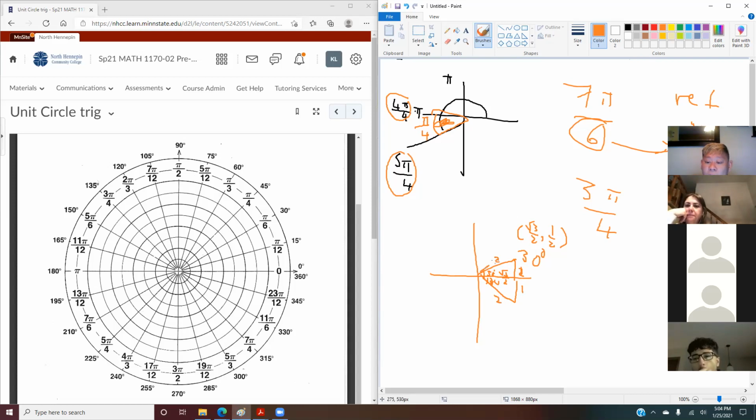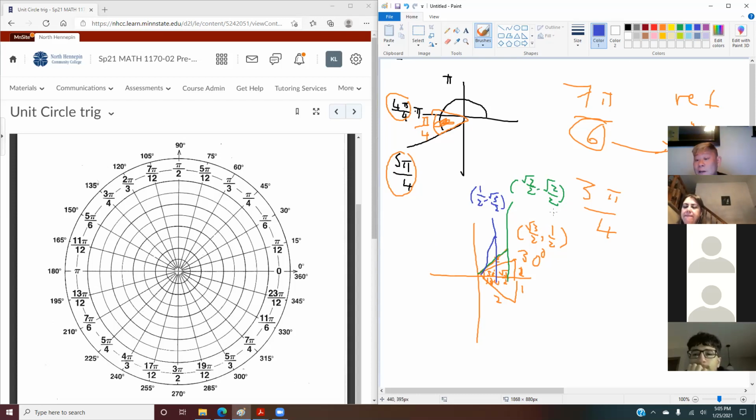And if you do 45 degrees, so if you do a 45 degrees, the coordinate is √2/2 and √2/2. And then if you do the 60 degrees, these coordinates are going to be reversed: 1/2 and √3/2. It's a total flip on this.